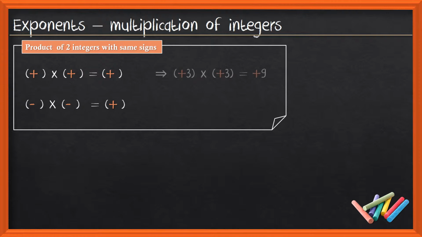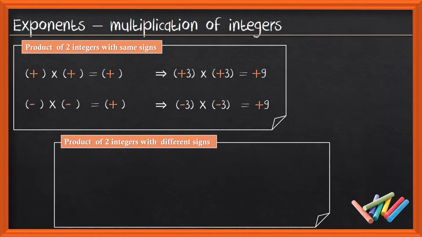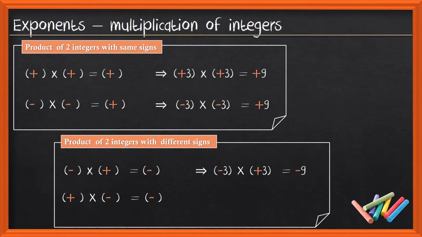For example, positive 3 times positive 3 gives positive 9, and a negative 3 times a negative 3 also gives a positive 9. When the two integers that are being multiplied have different signs, that is, one is a positive integer while the other is a negative integer, then the resultant product would always be a negative integer. For example, a negative 3 times positive 3 gives a negative 9, and a positive 3 times a negative 3 also gives a negative 9.